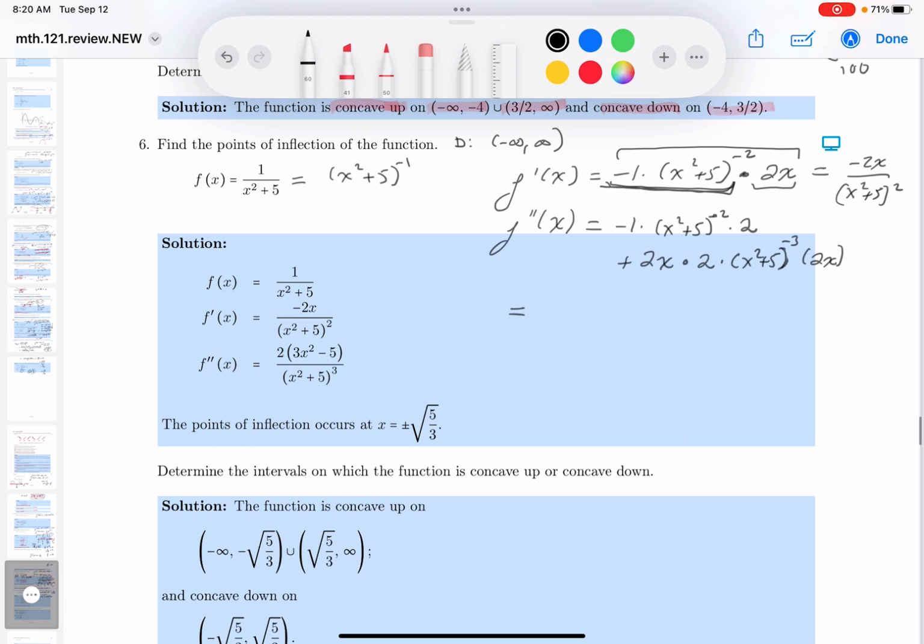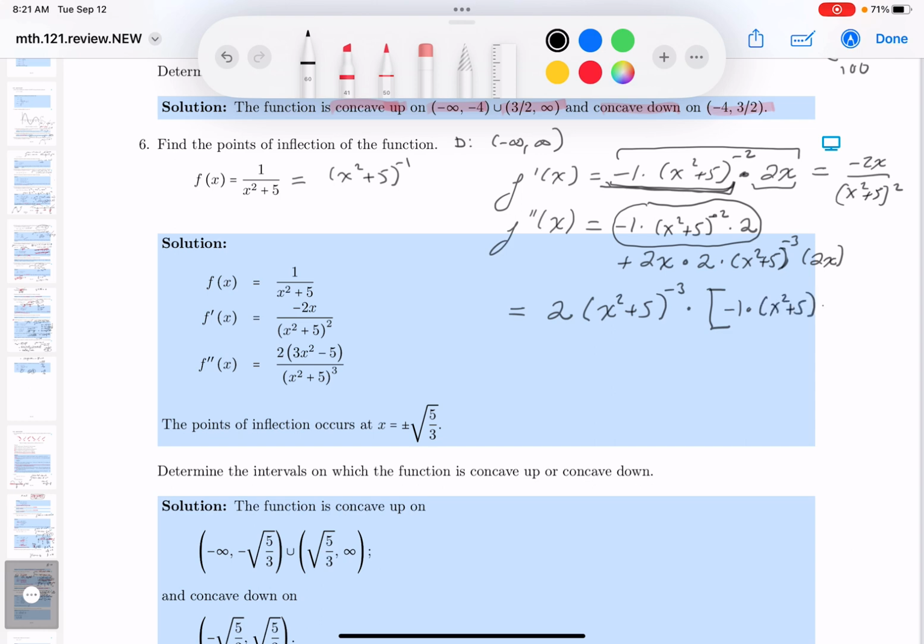And one thing I noticed, a 2 definitely pulls out from both of those terms. What else pulls out? Well, I'm going to pull the worst thing possible out, which would be x squared plus 5 to the minus 3. All right, let's be careful about it. I'm seeing the first term, and I pulled some things out from that. Certainly pulled a 2 out, so I certainly have a minus 1 there. And then what do I need? I actually need an x squared plus 5 as a factor to get the minus 2.